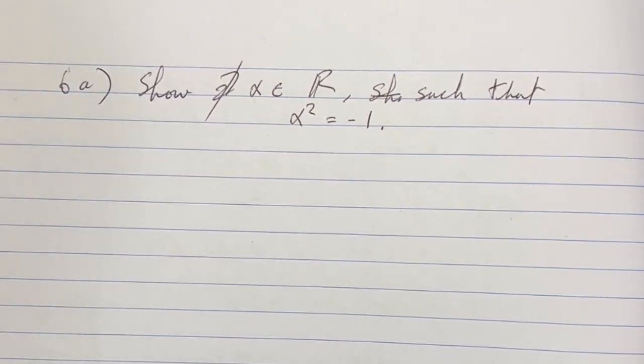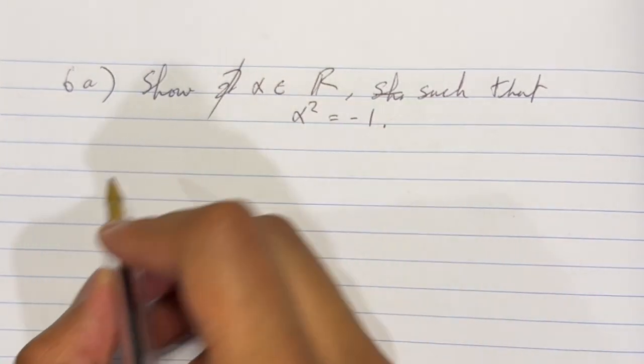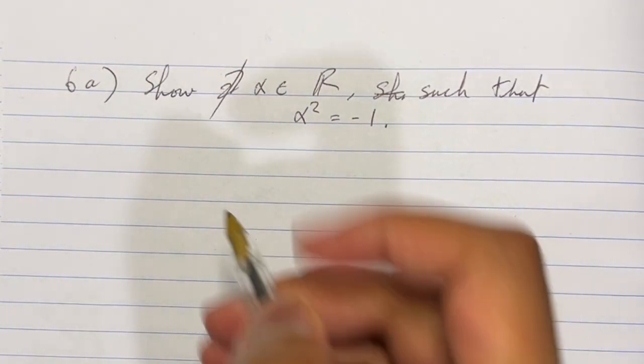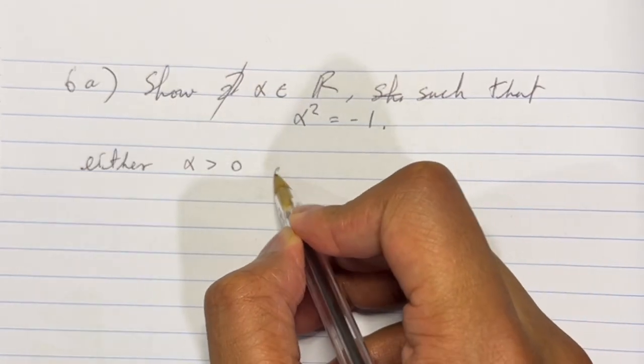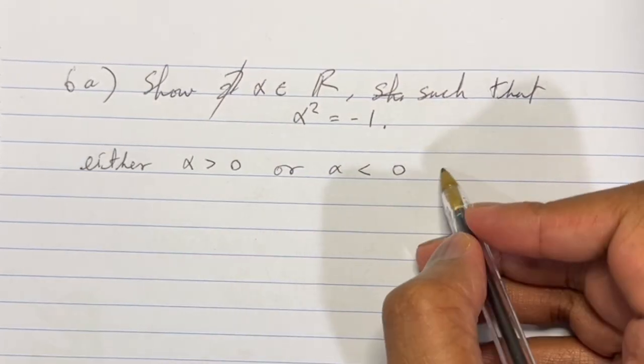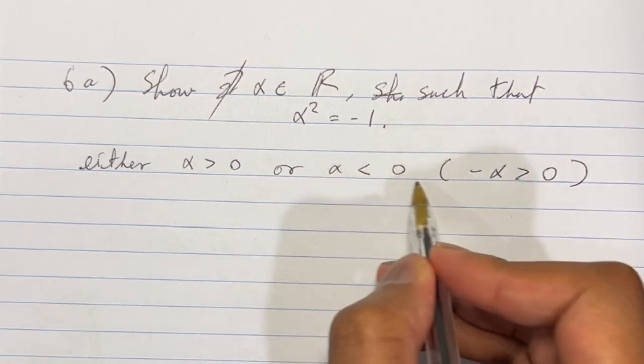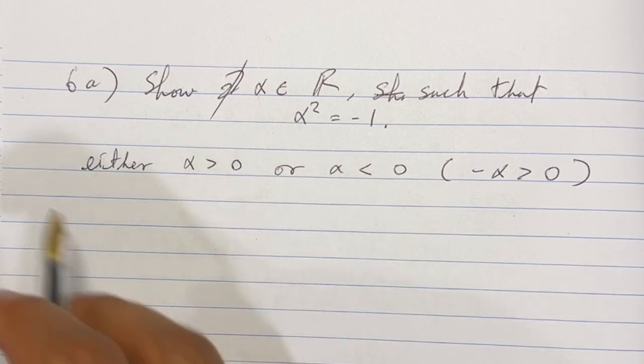So we'll suppose alpha is 0. Well, clearly that can't be possible. So the other two options are either alpha is bigger than 0 or alpha is less than 0. Or in this case we could say negative alpha is bigger than 0. So this is by subtracting alpha from both sides.